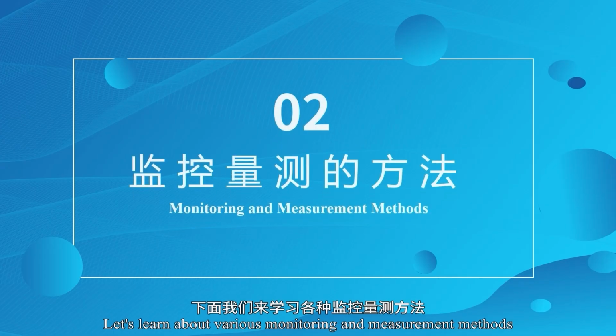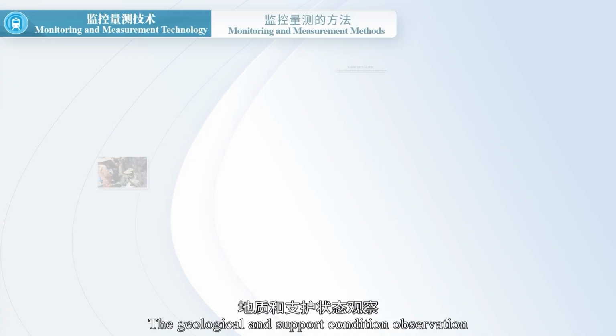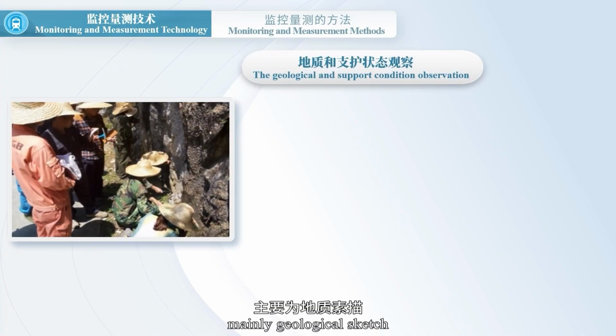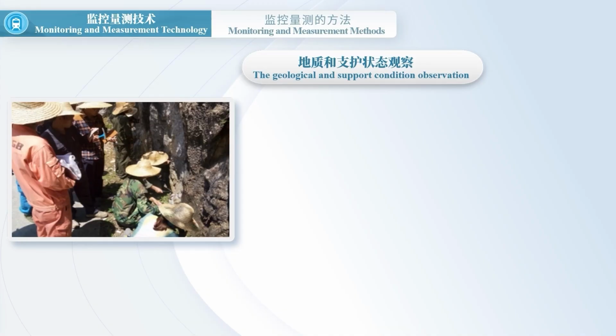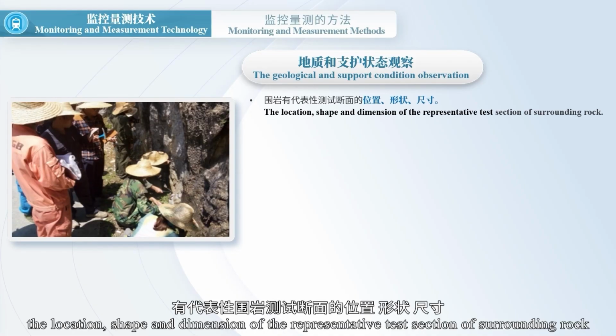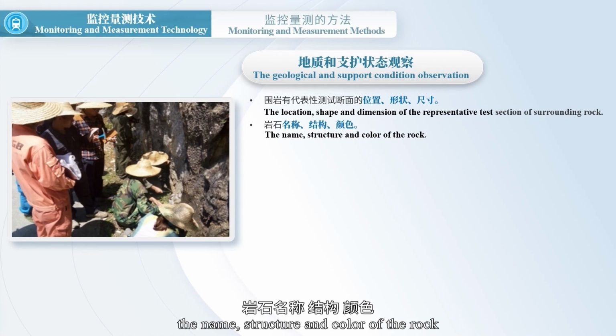Let's learn about various monitoring and measurement methods. The geological and support condition observation. What are the contents of geological observation? First of all, the location, shape and dimension of the representative test section of surrounding rock. Secondly, the name, structure, and color of the rock.